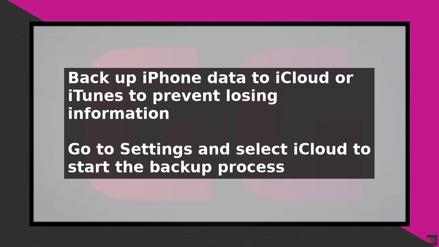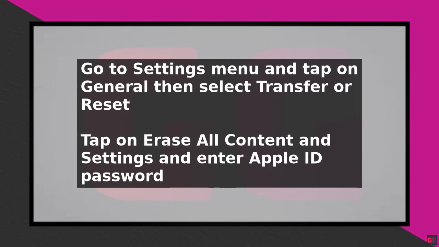Next, go back to the Settings menu and tap on General. Then select Transfer or Reset iPhone. Tap on Erase All Content and Settings. And enter your Apple ID password to disable activation lock. You will be asked to confirm that you want to erase your iPhone. So tap on Continue to proceed.